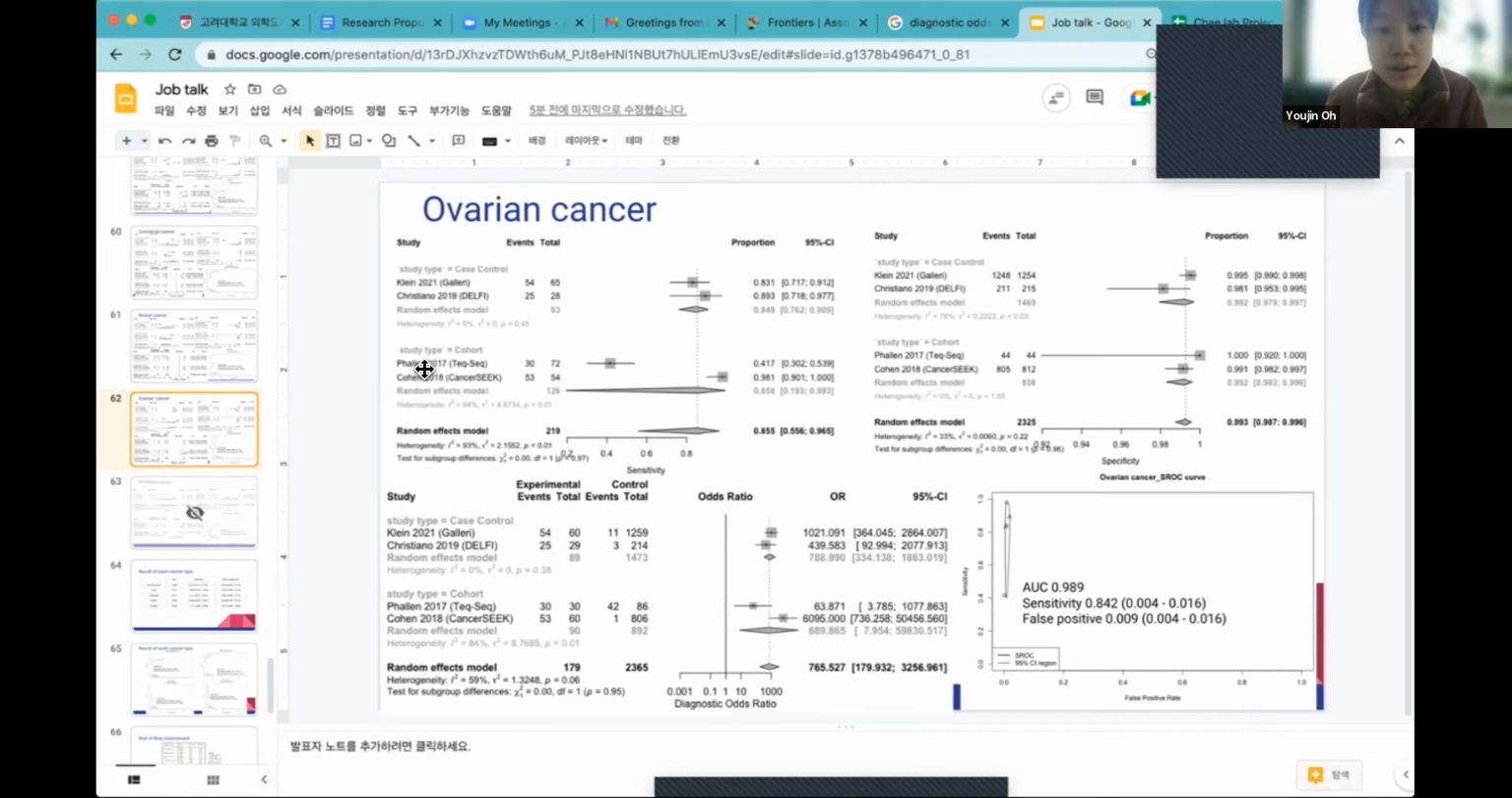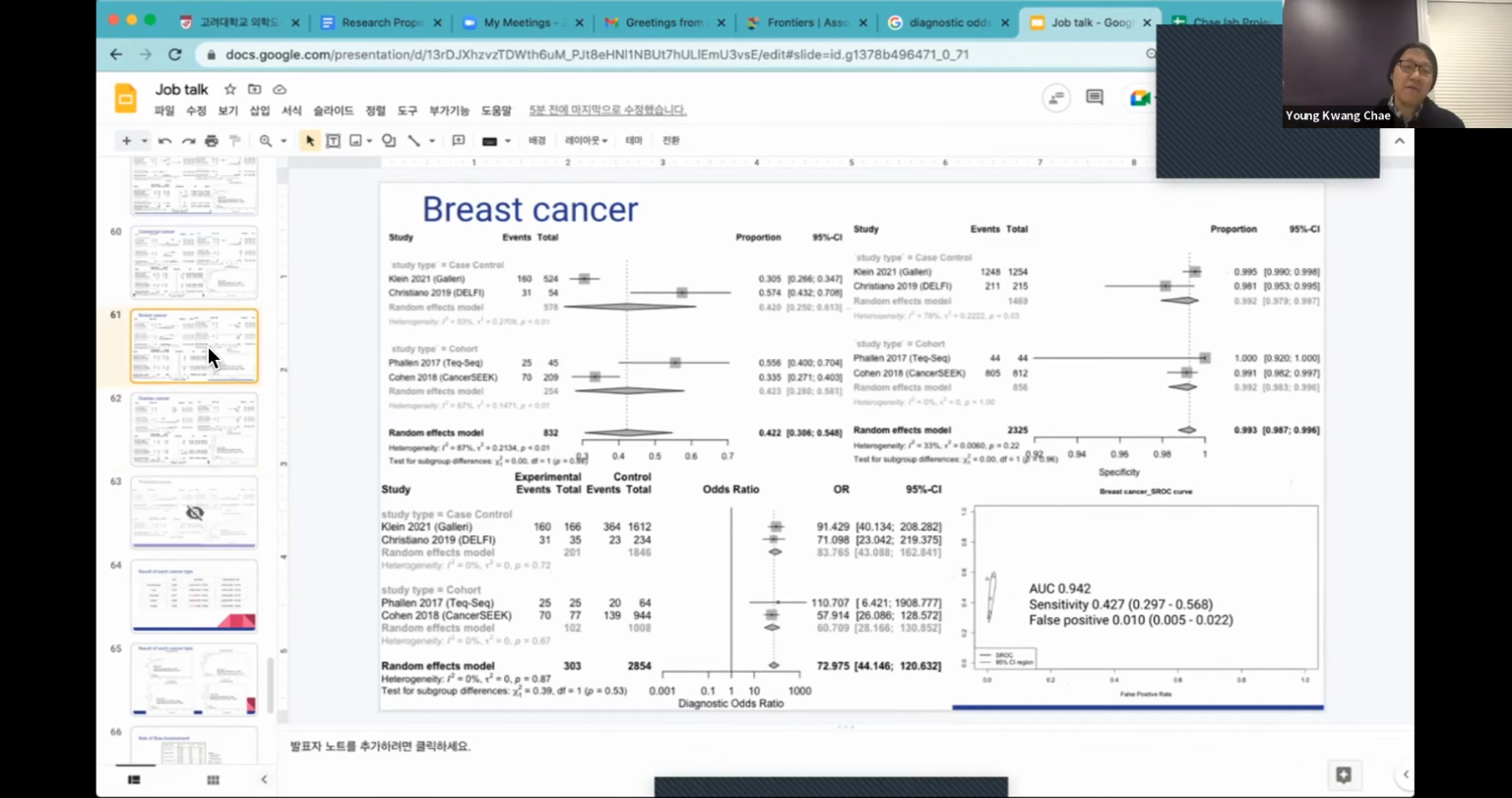Such as Galleri or Delphi, CancerSEEK. I'm going to delete that for the actual paper, but you can leave it here for us to know. When I generate the figure for the paper itself, then I should delete the company names, right? Yeah.